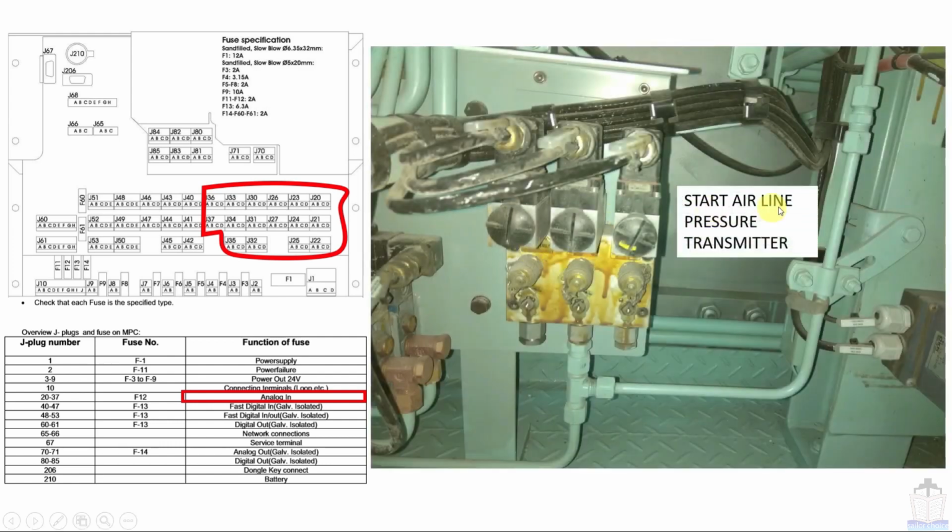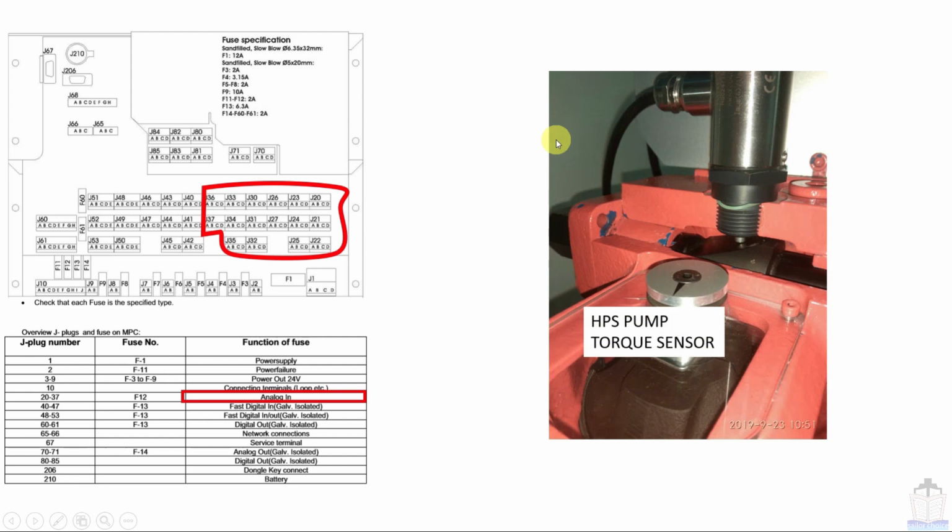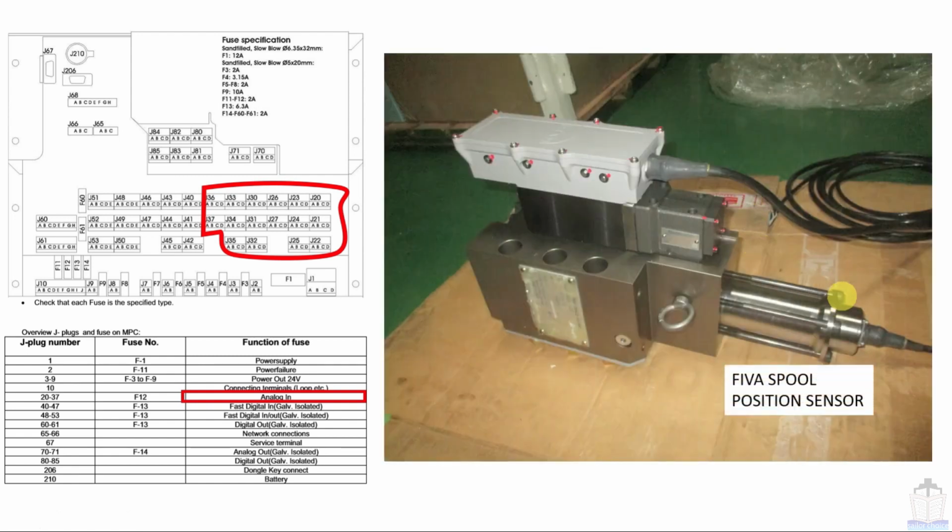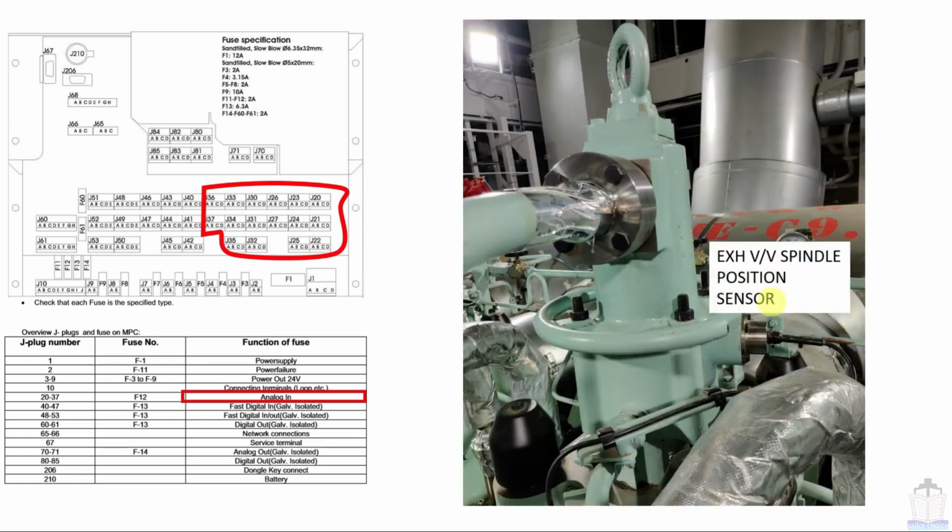First example is a start airline pressure transmitter. It senses the around 20-30 bar start airline pressure, and this gives signal 4 to 20 milliampere to the MPC. Next one is the HPS pump torque sensor, which also generates the same 4 to 20 milliampere. This is the FIBA channel number 30 position sensor. This also generates the 4 to 20 milliampere signal. Next one is the exhaust valve spindle position sensor. This also generates the 4 to 20 milliampere signal. All are the analog inputs.